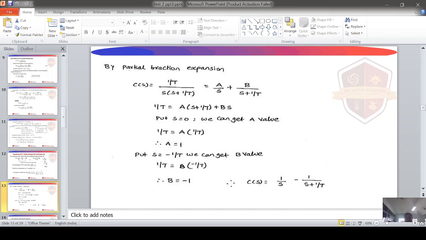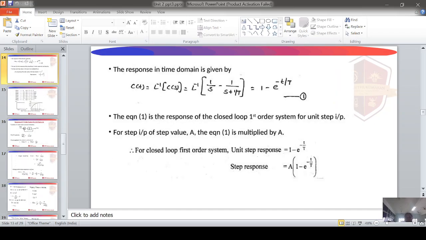Then we apply the inverse Laplace transform to get the time response of the system. The response in the time domain is given by c of t equal to 1 minus e power minus t divided by T. This equation is the response of the closed loop first order system for a unit step input.